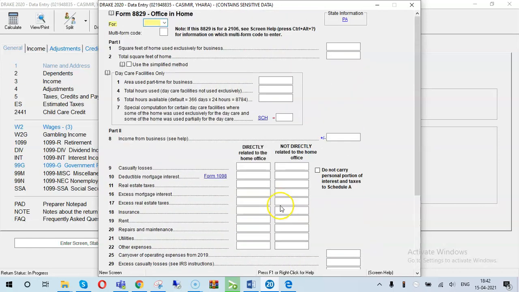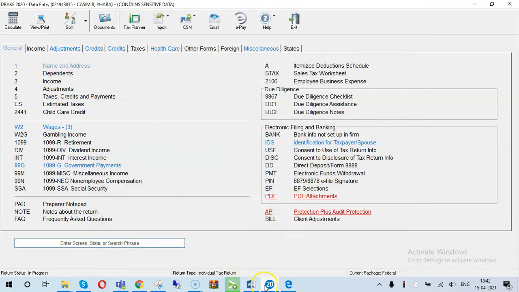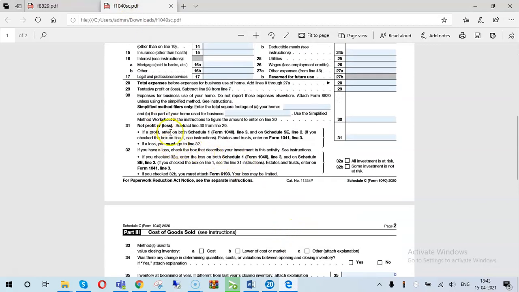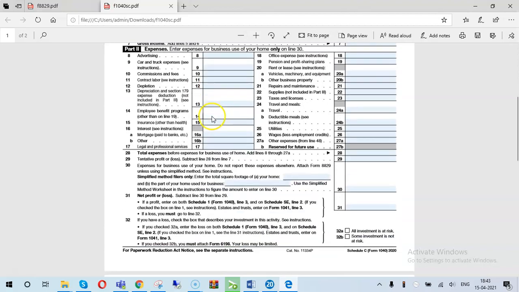So guys, if you provide all the information in Form 8829, this will flow to Schedule C. See, you can get this information in line number 30, expenses for business use of your home, this is Schedule C. Line number 30, expenses for business use of your home. Do not report these expenses elsewhere, attach Form 8829. So guys, everything you report in Form 8829 will flow here to line 30 of Schedule C.